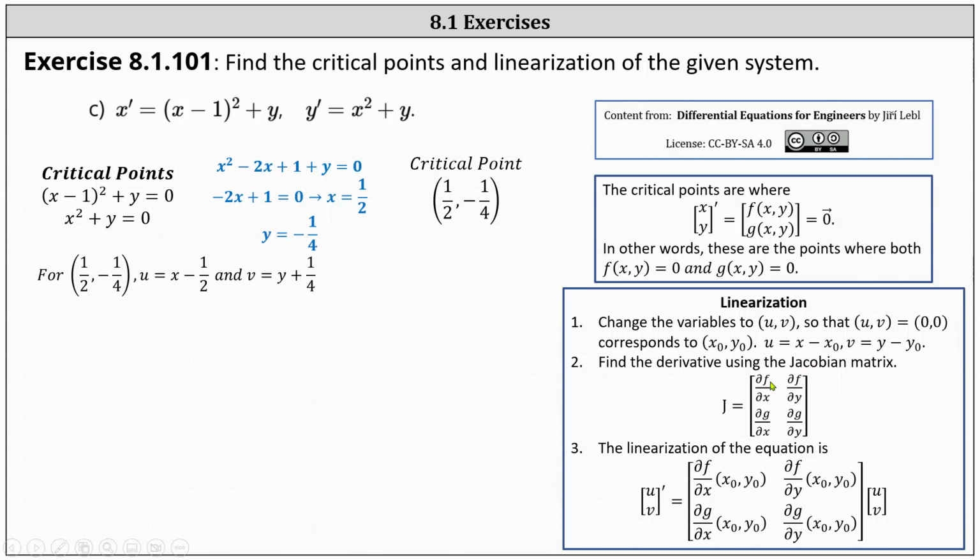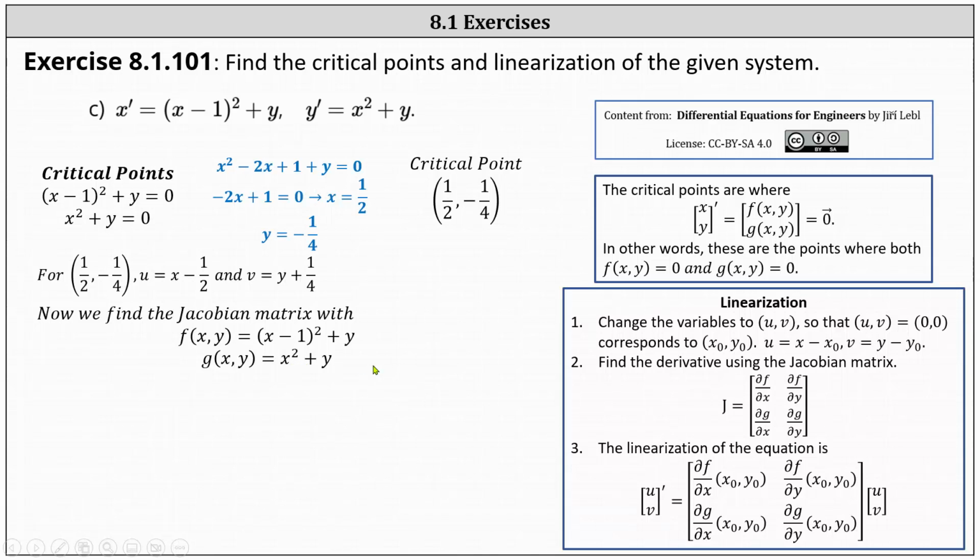Next, we determine the Jacobian matrix, where in the first row we have the partial derivatives of f, in the second row we have the partial derivatives of g. So again, we have f of x comma y equals the square of x minus 1 plus y, and g of x comma y equals x squared plus y.